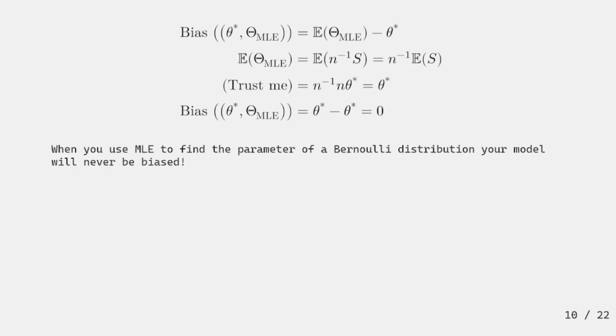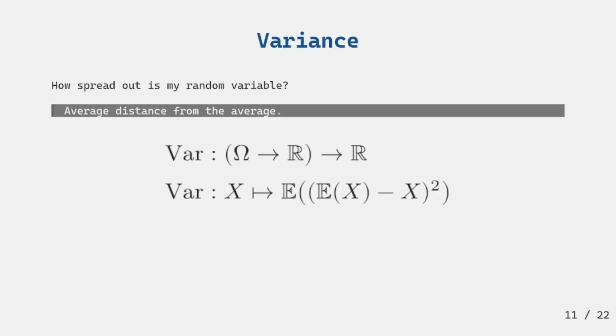So this machine learning technique is a very simple one, but we can mathematically prove that it's got no bias. It's not going to be weighted away from the true value. However, just because something has no bias doesn't mean it's a perfect estimator.